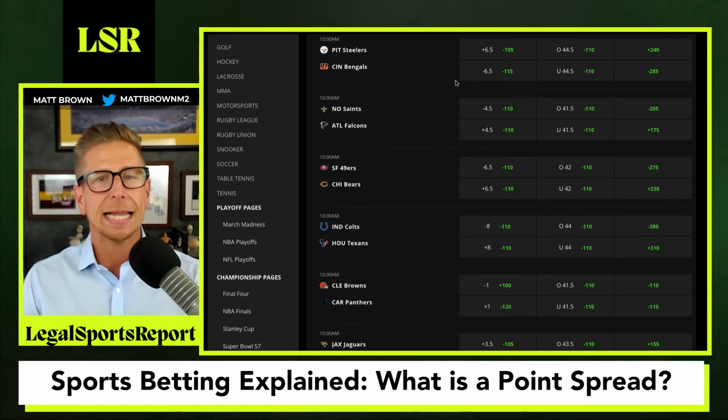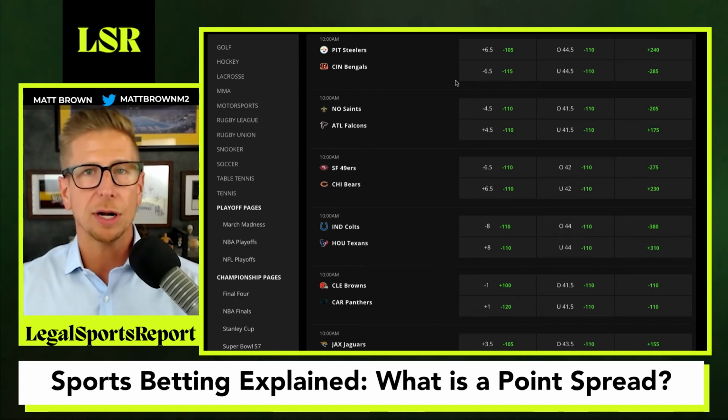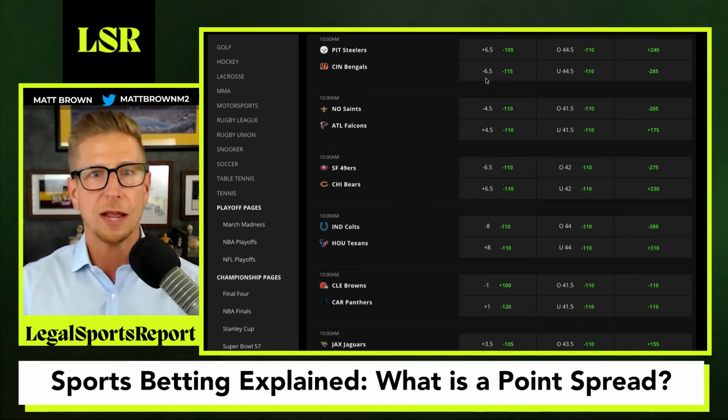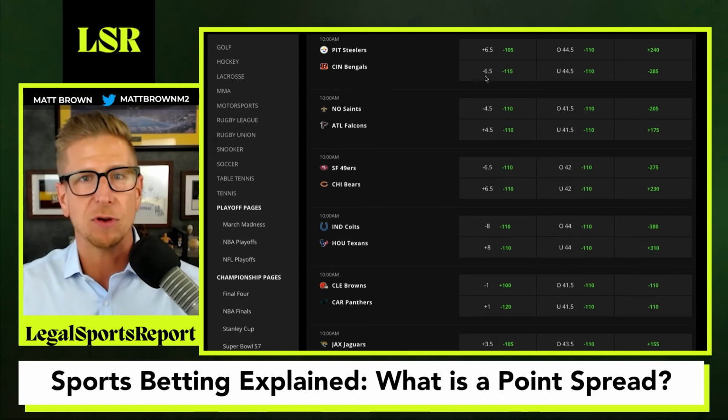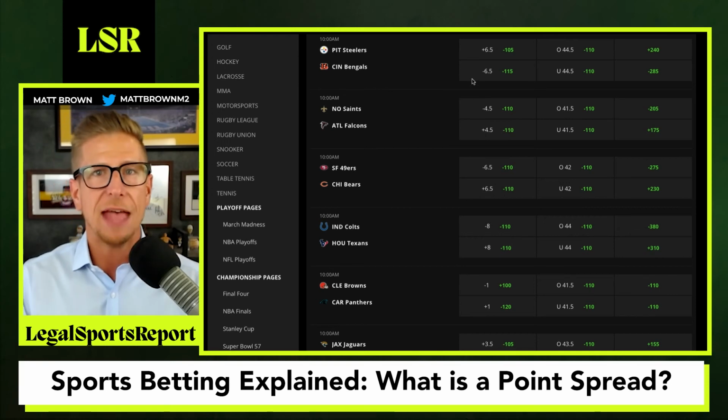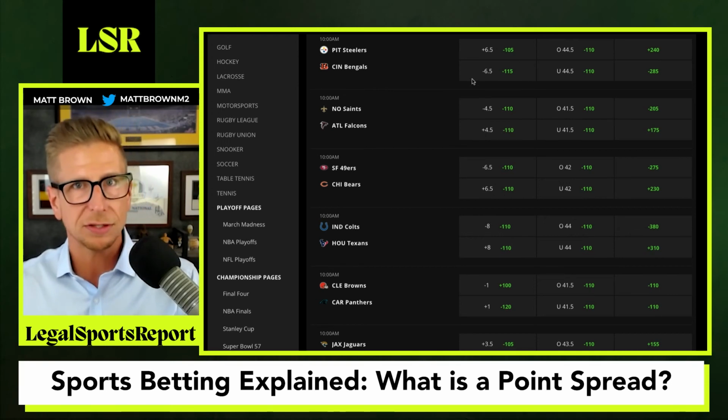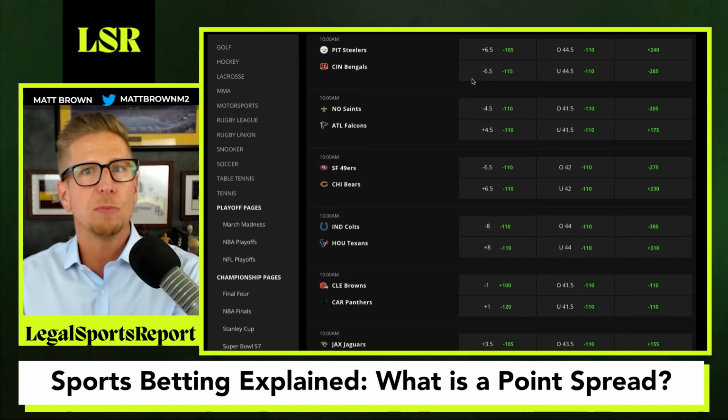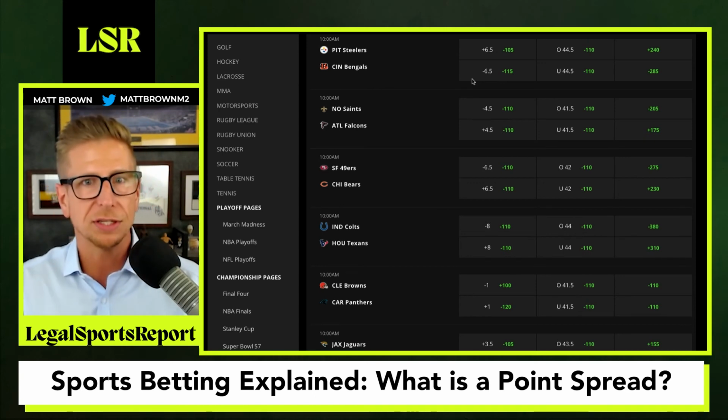So basically, guys, what we're looking for is the number. If we're talking about a spread bet, we're identifying which team is the favorite, which we find out with the minus symbol, and which team is the underdog, which we find out with a plus symbol. A favorite has to win by at least that many points. The underdog can lose by up to that amount of points for us to win our bet.